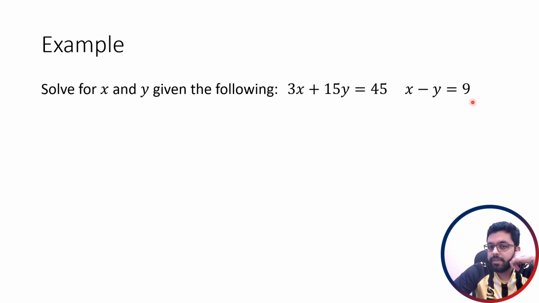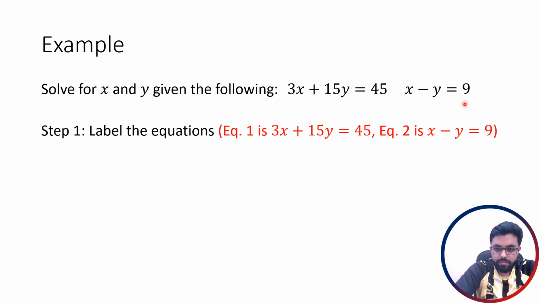So I'm already eyeing this up as the one where I'm going to isolate. I don't really care whether I isolate x or y because it's going to be roughly equally easy to isolate either of them. But I'm already eyeing that up as the one I'm going to use to do my isolating in that first step. So the actual first step: label the equations. I'm going to say this is equation 1, and this is equation 2.